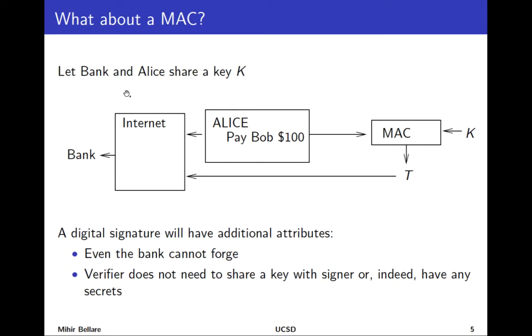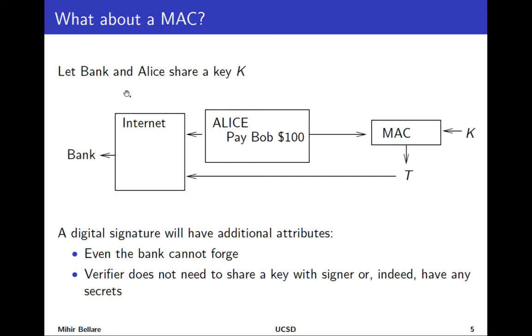Before we start developing new technology for digital signatures, one might wonder, why is the problem not solved by a message authentication code? Remember, that was the primitive which gave us authenticity and integrity in the symmetric setting, where parties who are generating and verifying the tags share a key between them. That could work here.